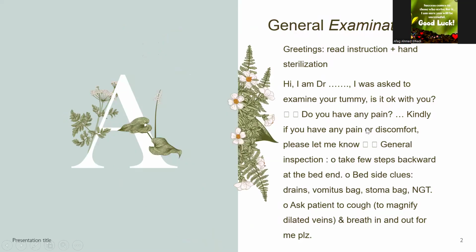The abdominal examination, as any examination, starts with general examination. As we talked previously in the cardiology and respiratory examinations, exactly the same steps. We start by greeting the patient, introducing ourselves: "Hi, I'm Dr. Ahmed Al Hadi," and taking permission: "I was asked to examine your tummy. Is it okay with you?"